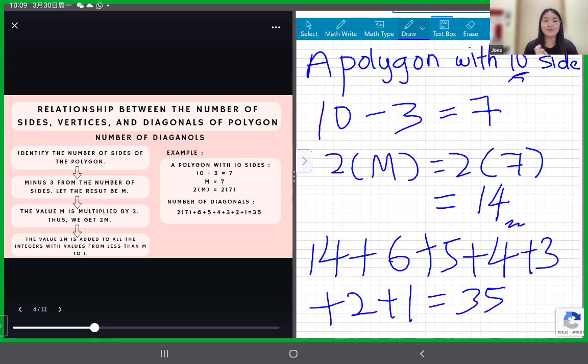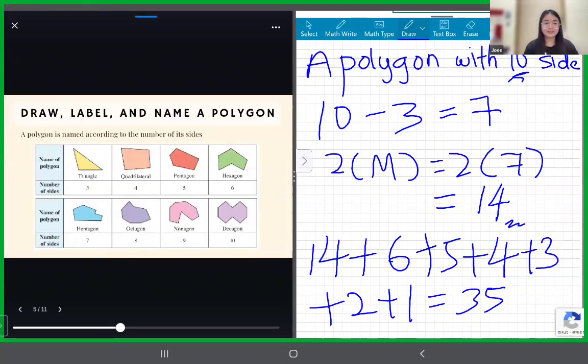Is it clear? Or do you need one more example, or are you all clear with this? Clear, teacher. Okay, if it is clear, then we will go next. Next, we will learn how to draw, label, and name a polygon. A polygon is named according to the number of its sides. Can Adonia help me to read the above one? Just read the name of the polygon and how many sides the polygon has.